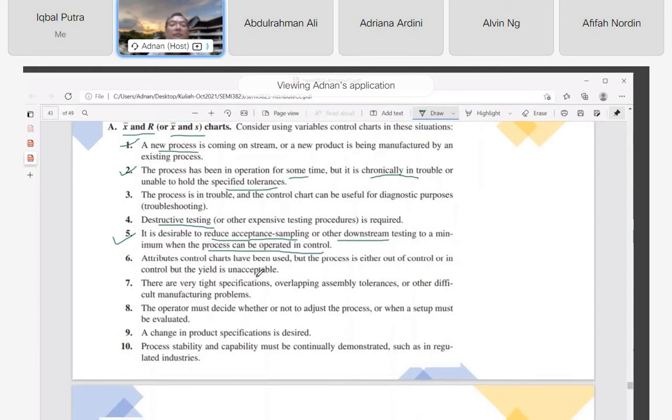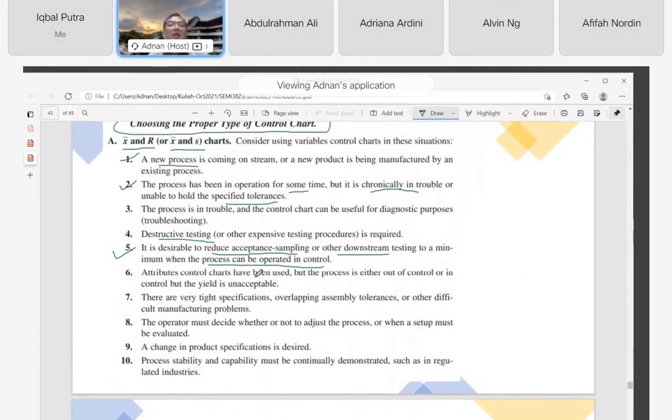Also, we can switch from an attribute control chart to a variable control chart. Number 6 here: an attribute control chart has been used, but the process is either out of control, or in control but yields unacceptable results. Actually, an attribute control chart is easier to implement and cheaper. Maybe you can start with attributes, but after some time, when we understand the process, we change to variables. Of course, variables are more expensive and need equipment.